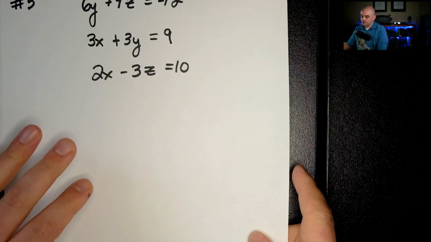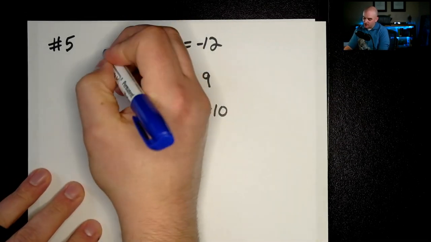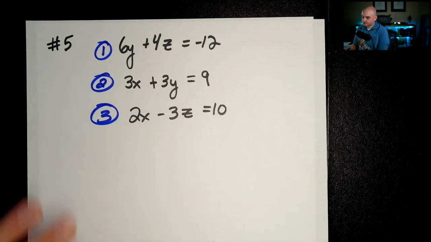All right, let's try looking at another one like it. Let's look at number 5 here. Pause the video and give this one a try. All right, I take it that you paused it, you gave it a try. Let's number our equations 1, 2, and 3.